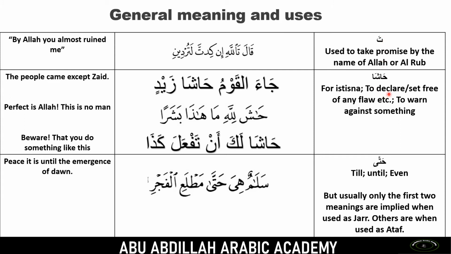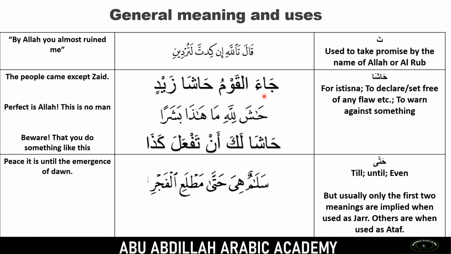Next we have hasha. So hasha is used for three meanings, or it gives three different meanings. The first use would be for istithna. Istithna meaning to create exception. And then the second use would be to declare or to set someone free of any flaw. Then the final use would be to warn against something. So now let us look at the examples to understand it.